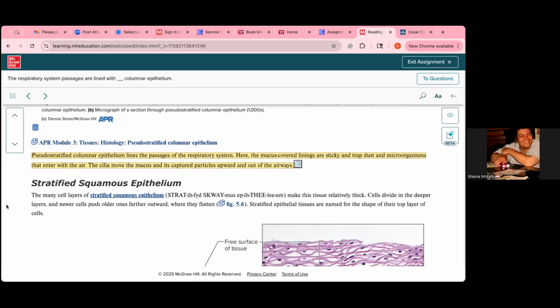Pseudostratified, here we go. There's the word. Pseudostratified columnar epithelium lines the passages of the respiratory system. Here, the mucus-covered linings are sticky and trap dust and microorganisms that enter with the air. The cells move the mucus and its captured particles upward and out of the airway. So that's pseudostratified columnar epithelium.